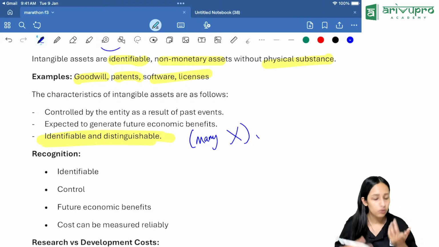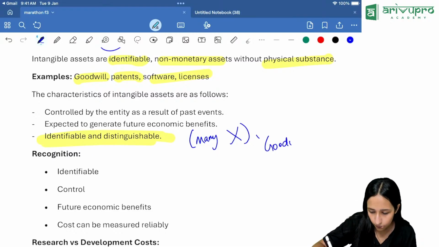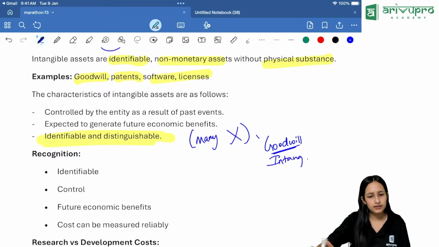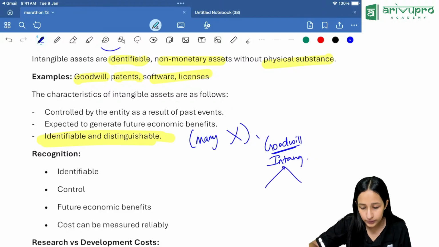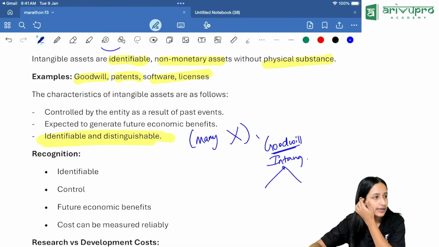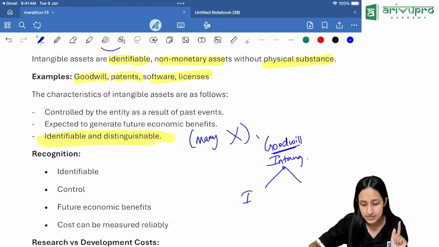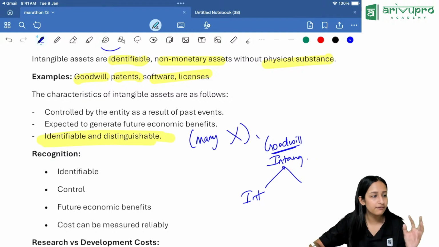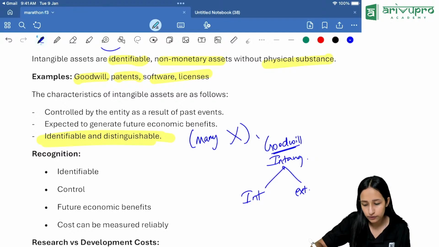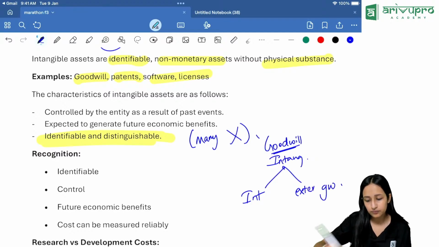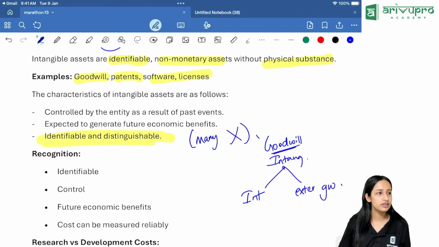So now goodwill is an intangible asset, correct? Is that what you all agree with? But goodwill, even though it is an intangible asset, first you need to know whether it is internally generated goodwill or not. There's another type of goodwill that we can buy through a business combination. So external goodwill, let's say. Let me give you an example of internally generated goodwill.